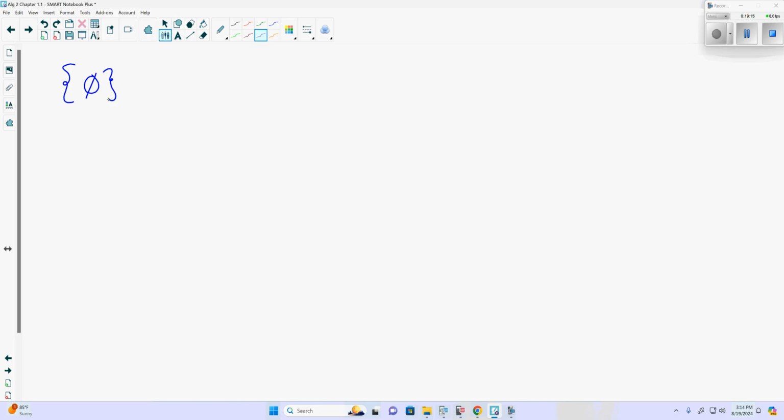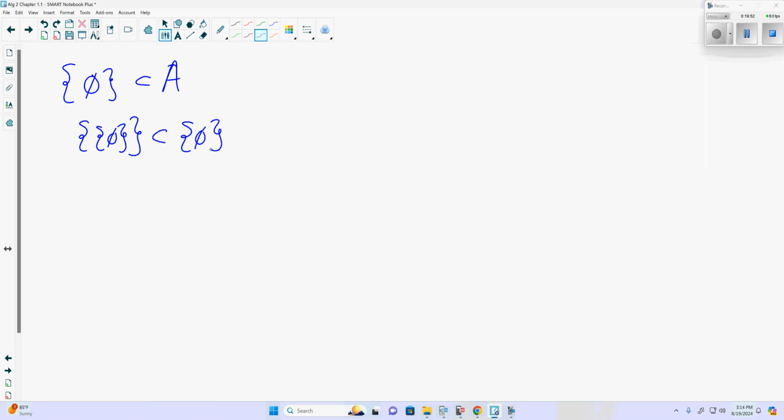Now, the empty set is going to be a subset of any set. Doesn't matter what it is. The empty set will be a subset of any and all sets. Which means that the set containing the empty set is a subset of the empty set, because the empty set is a subset of any other set.